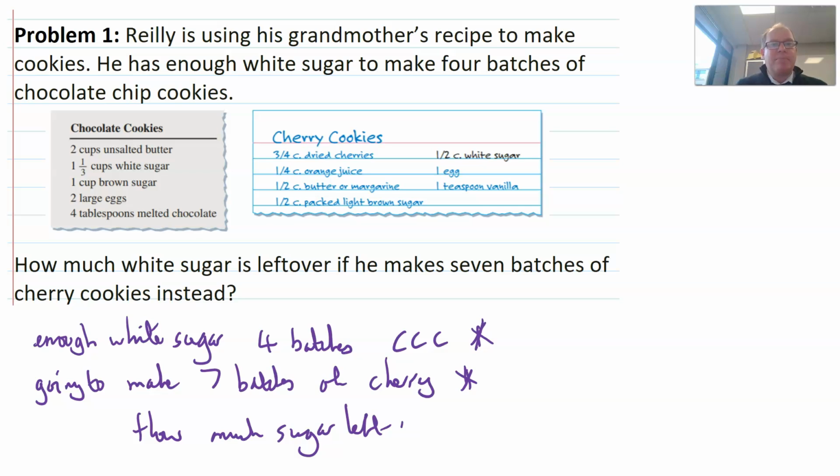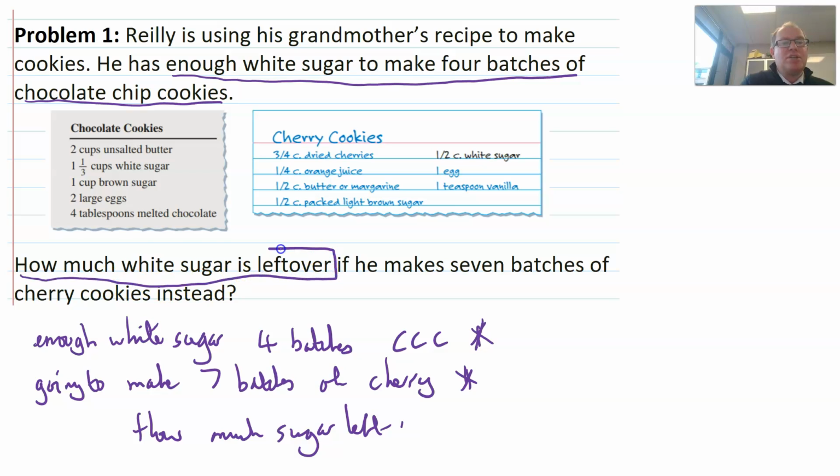Riley is using his grandmother's recipe to make cookies. He has enough white sugar to make 4 batches of the chocolate chip. So that's how much sugar he's got. How much white sugar is left over? That's the question that we're trying to answer. But if he makes 7 batches of cherry cookies.